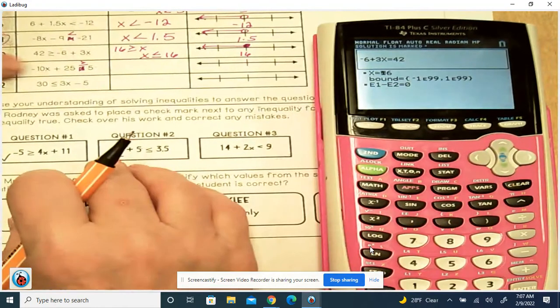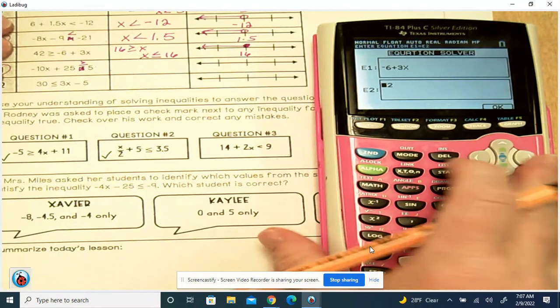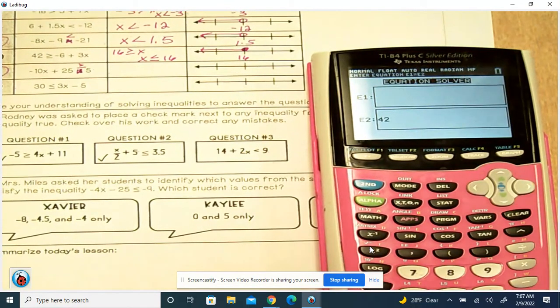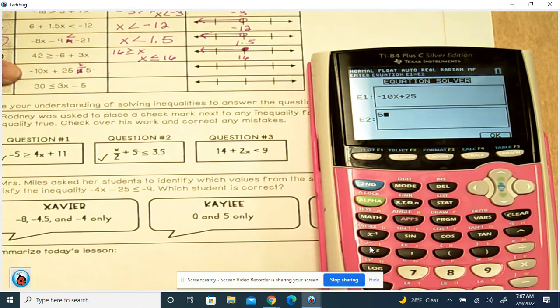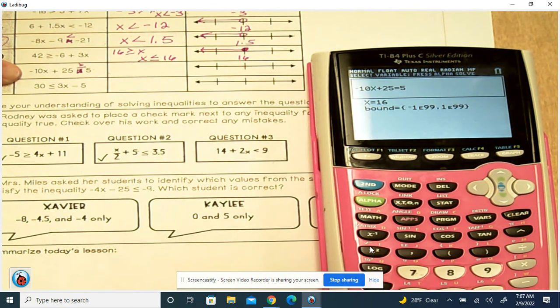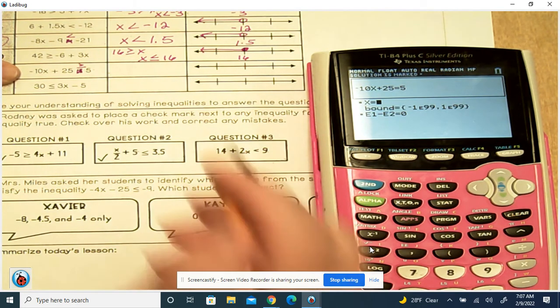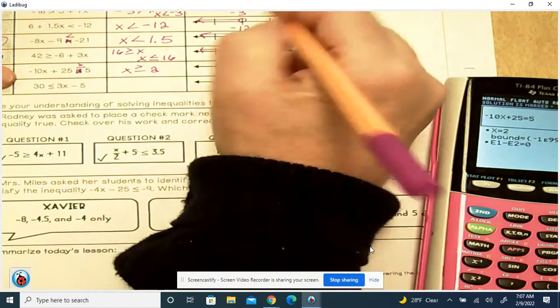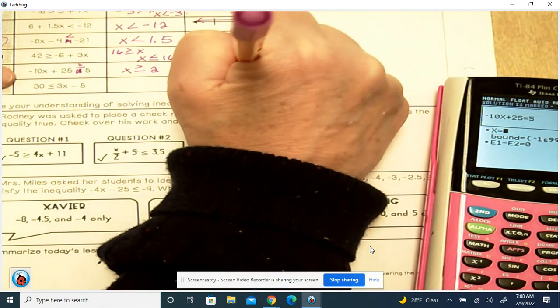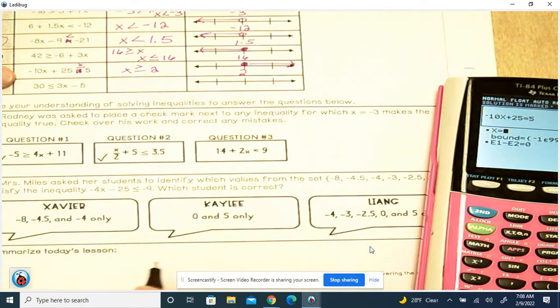All right, this one we switch signs, but let's go up, clear it out. I've got negative 10x plus 25. And then come down and clear it out. I've got 5. Enter, alpha, enter. Got 2. So that makes x is greater than or equal to 2. 2, a closed circle, shaded to the right.